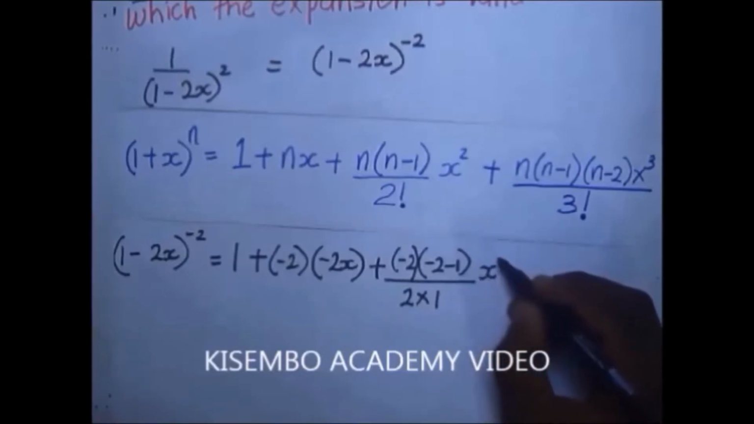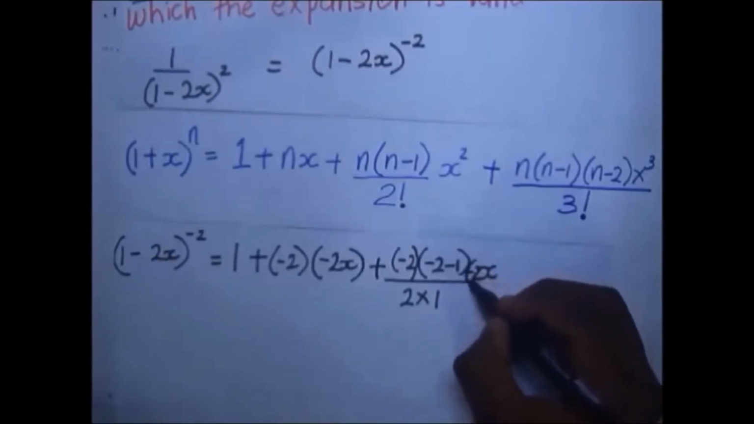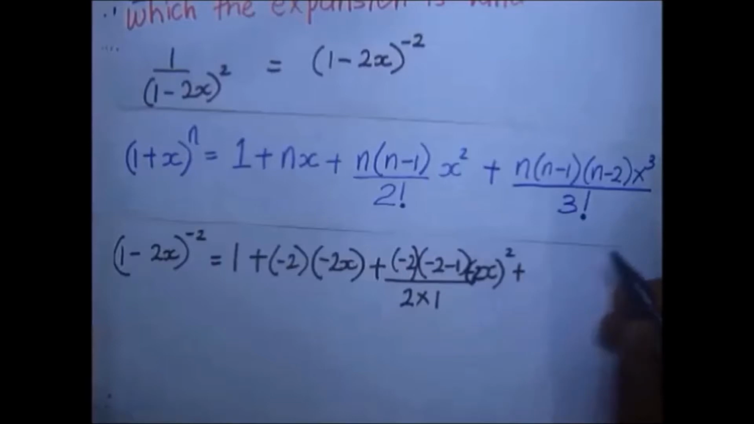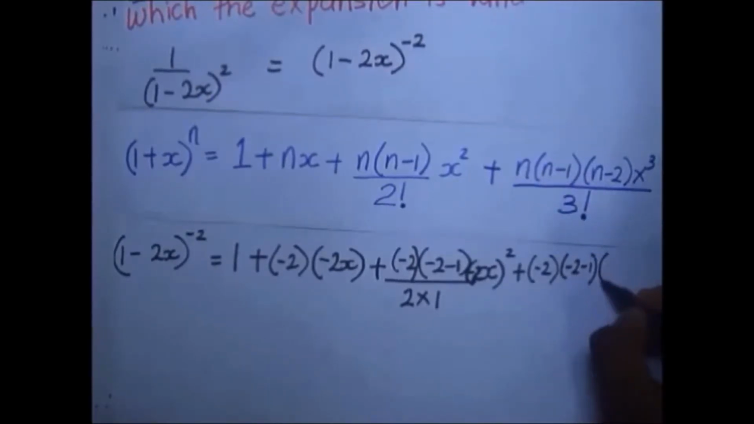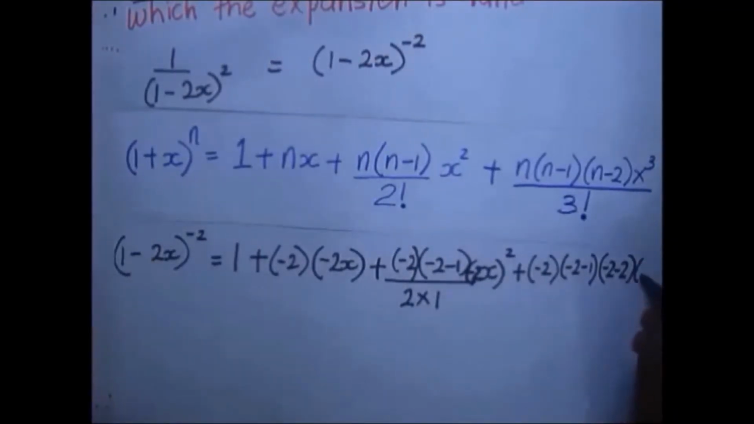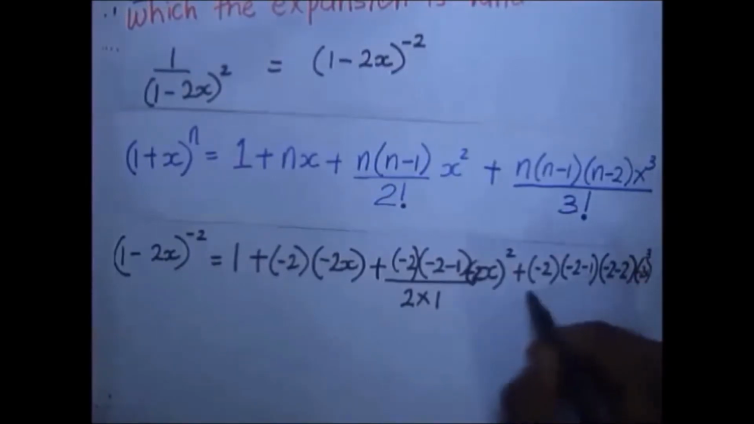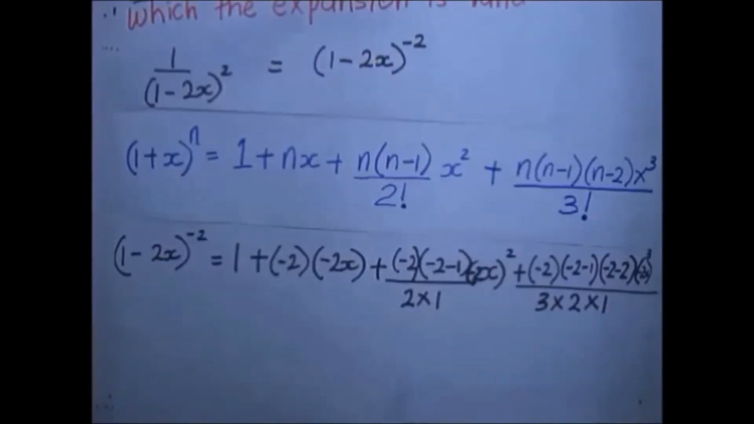That is x squared. Now, what is x squared? X is negative 2x, so it's going to be negative 2x, all this thing squared, plus n, that is negative 2, times negative 2 minus 1, into negative 2 minus 2, x cubed. Now our value of x, remember, is negative 2x, so it's going to be negative 2x to the power 3. Divide all this by 3 factorial. What is 3 factorial? It is 3 times 2 times 1. That is 3 factorial.